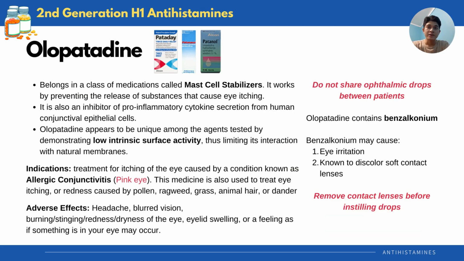The next antihistamine with mast cell stabilizing effects is olopatadine. It works by preventing the release of substances that can cause eye itching. Itchy eyes are the result of histamine release caused by allergen-induced degranulation of mast cells.